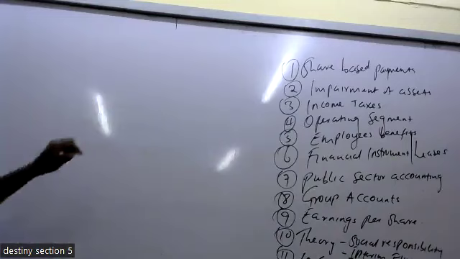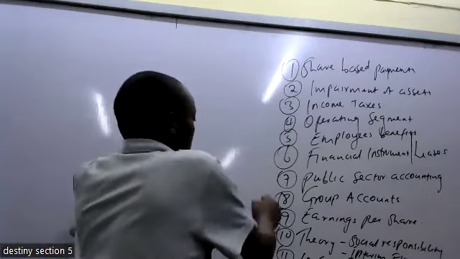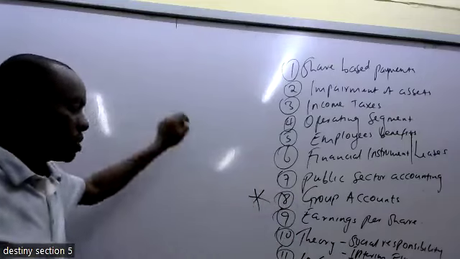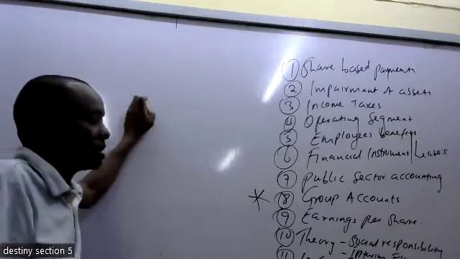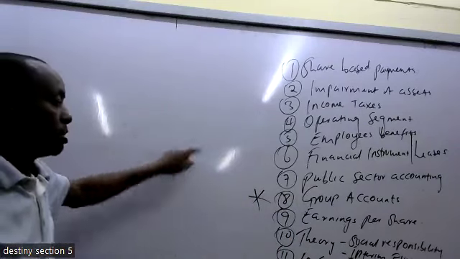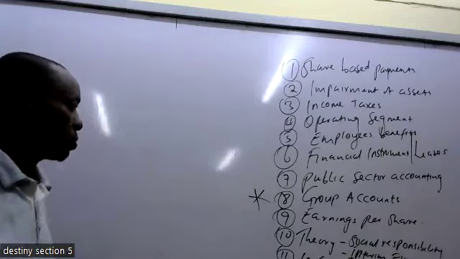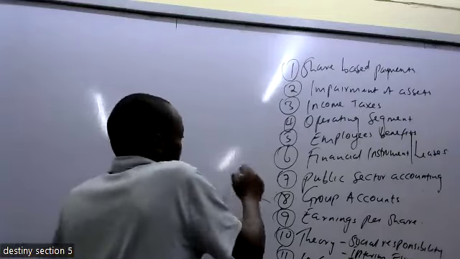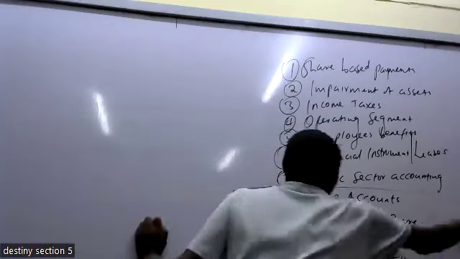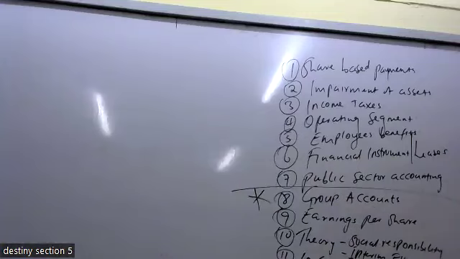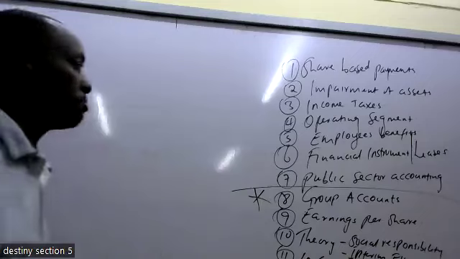I can assure you that the only biggest topic is group accounts. This one will take us close to 1 month. Not necessarily 1 month, close to 1 month. But I can assure you that the first 7 will also take about 1 month. Today we'll be done with the first topic and maybe move to the second topic.